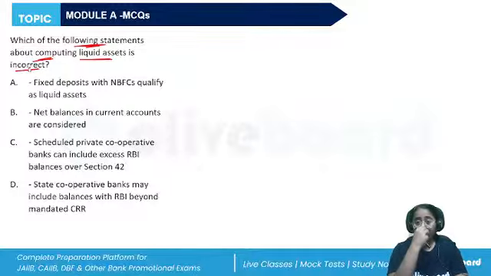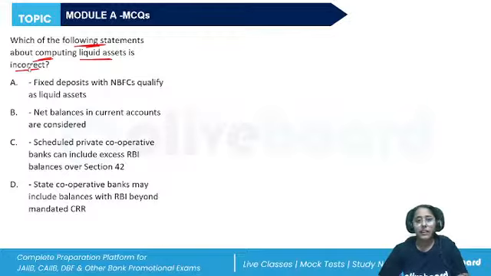So, when we are talking about the liquid assets, which of the following will be true about the liquid assets of the cooperative banks? We know that the cooperative banks have to maintain liquid assets as per Section 24 of the Banking Regulation Act. What all do we include in the liquid asset? Any balances maintained by the cooperative bank in the current account with RBI, or in case of the central cooperative banks, if they are maintaining the balances with the state cooperative, these will also be included.